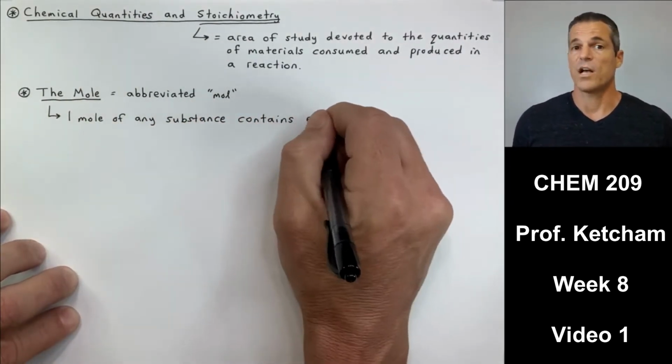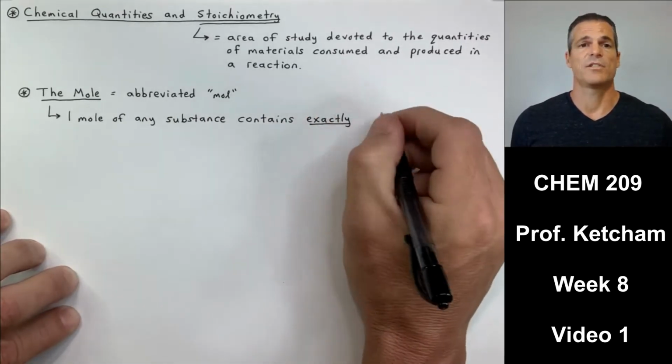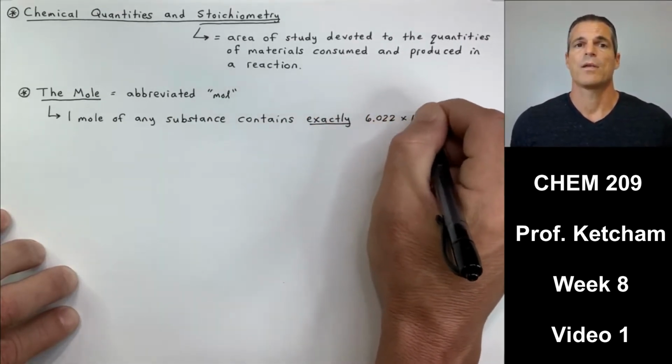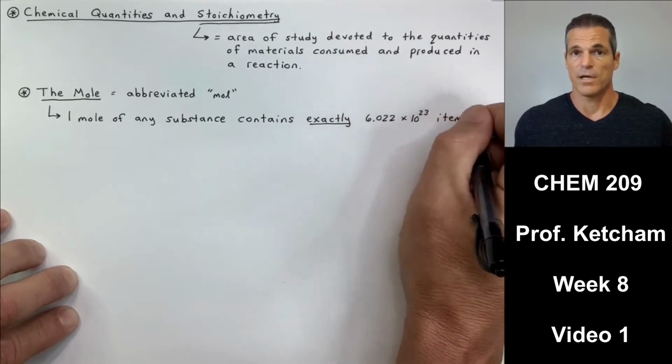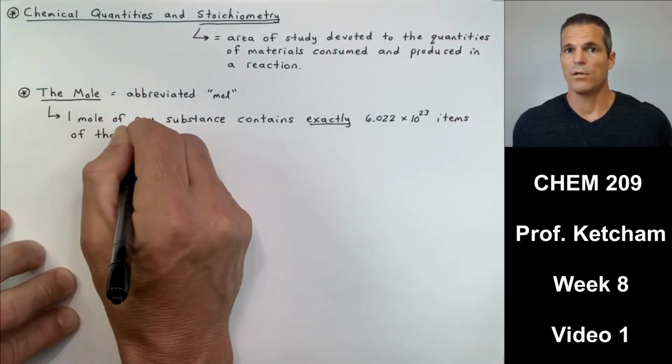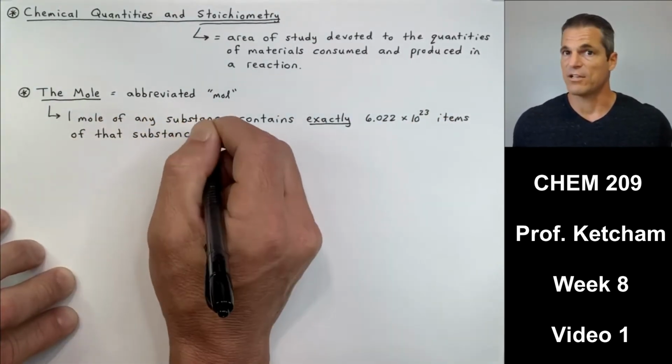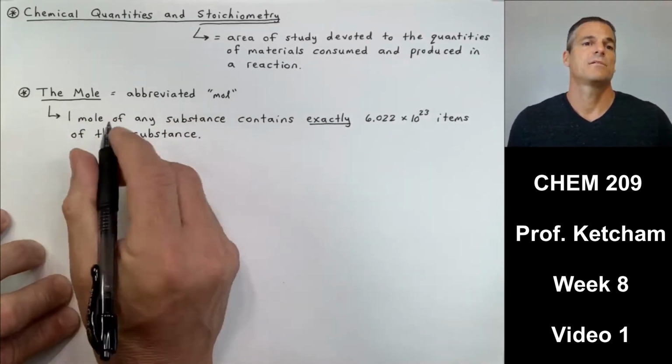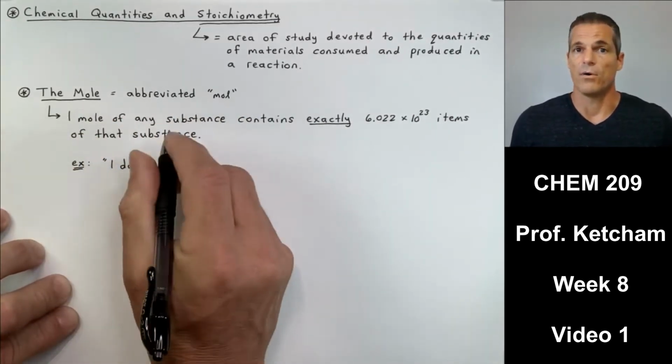So before we can talk about stoichiometry and using balanced reactions and stuff like that, we have to first introduce some new terms: the mole, molar mass, Avogadro's number, stuff like that. So let's get started with the mole.